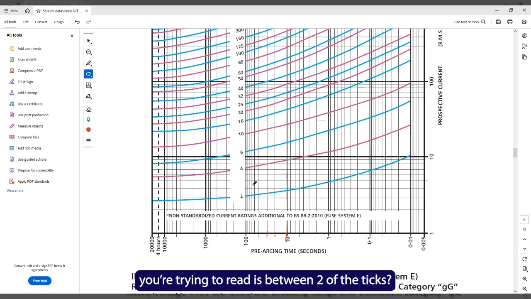So what happens if the figure you're trying to read is between two of the ticks? The bad news is, if it is midway between two ticks, it's not half the value. So we have a midpoint here. That's 10 seconds. Next point will be 20 seconds. Midway between those points is not 15. Okay, it's important to understand that.